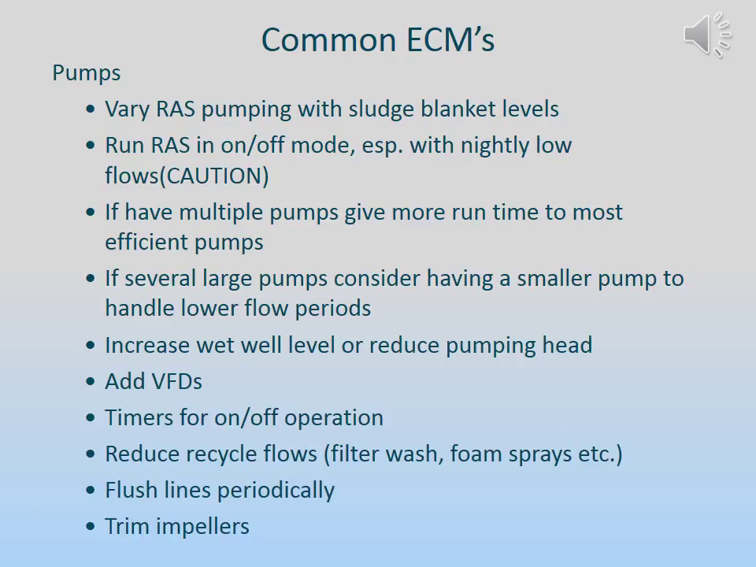Some additional process ECM options for pumping includes varying the return sludge pump speed to correspond with rising or falling sludge blanket levels. Blanket detectors have become more reliable, and this is a good control strategy for RAS control. Another option is to operate the return sludge pump in on and off cycles. We want to be careful with this option as it can create problems in the sludge quality.